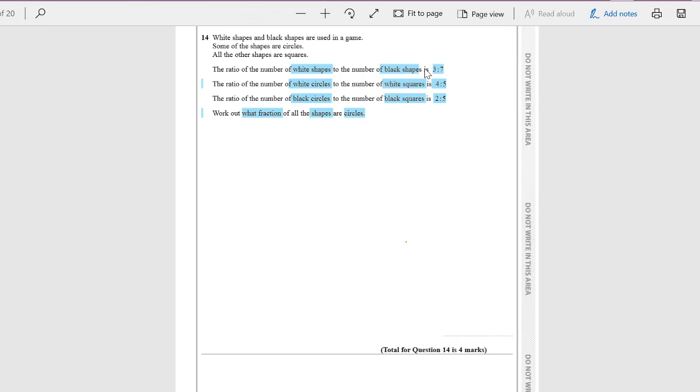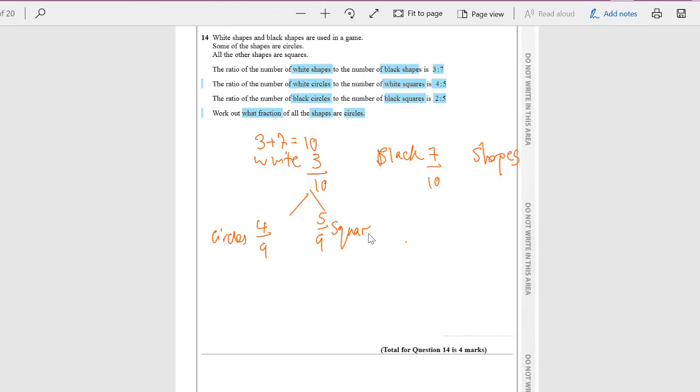Okay, so how many shapes do we have? Well, there's a ratio of 3 to 7. So that means that there are 10 parts. So the white have 3 over 10. The black have 7 over 10. So this is shapes. And then we know that there's white circles and white squares of 4 to 5. So that means 4 over 9 is the circles, and then 5 over 9 is squares. And then here on the third line we have 2 to 5. So we have 2 over 7 for the circle and 5 over 7 for the square.